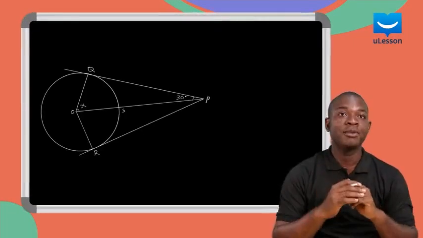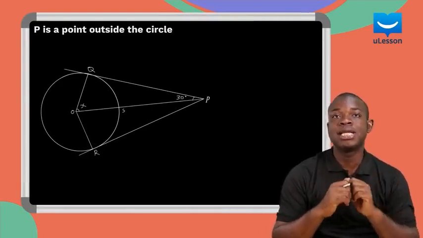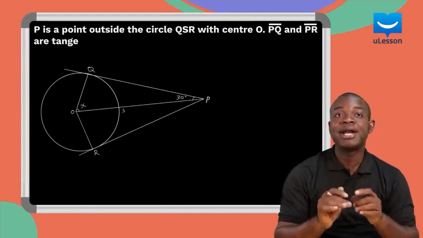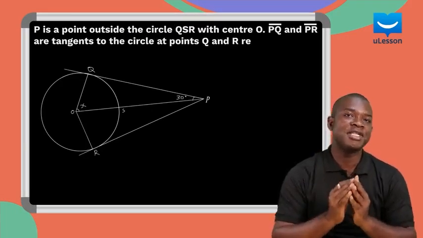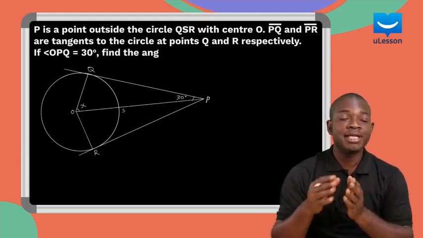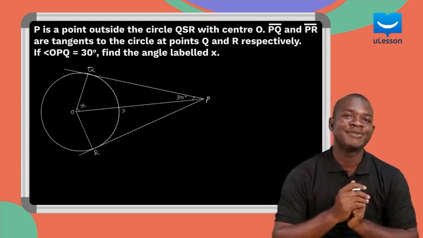For our first example, P is a point outside the circle QSR with center O. PQ and PR are tangents to the circle at points Q and R respectively. If angle OPQ is 30 degrees, find the angle labeled X.